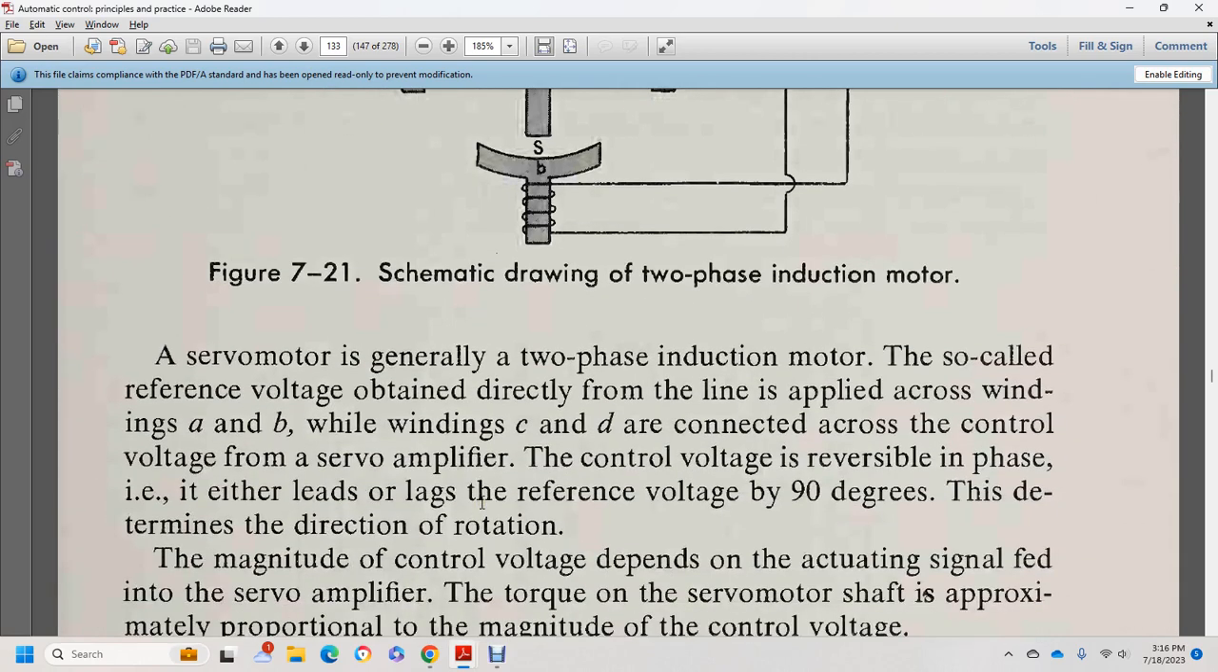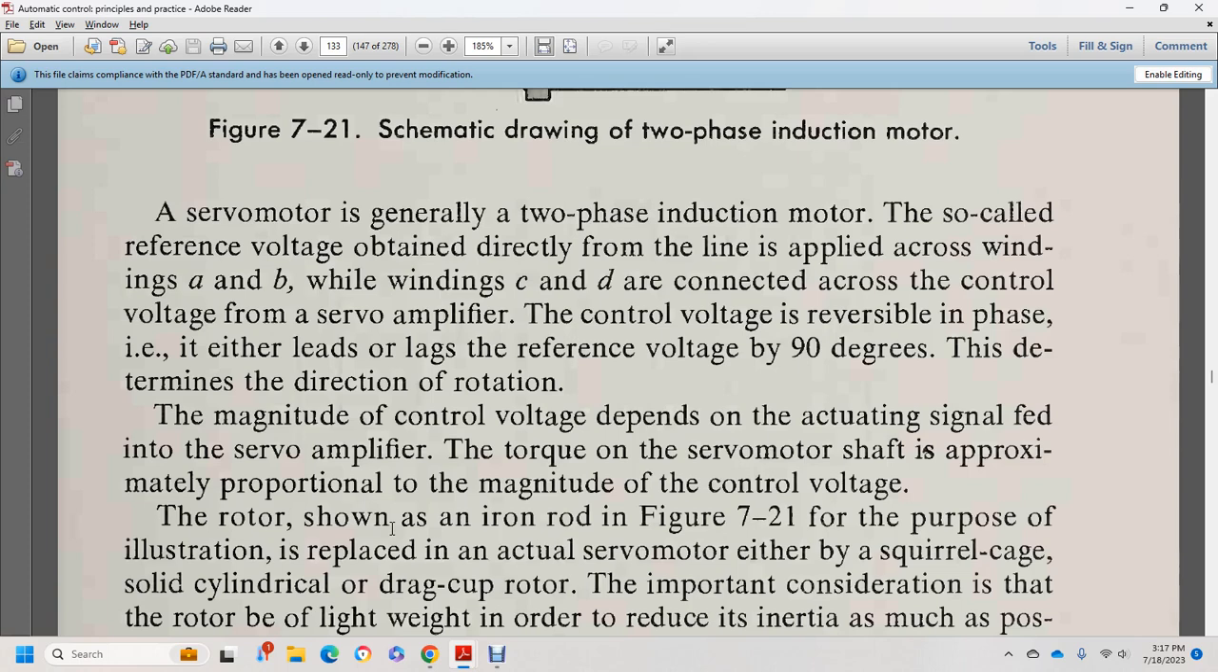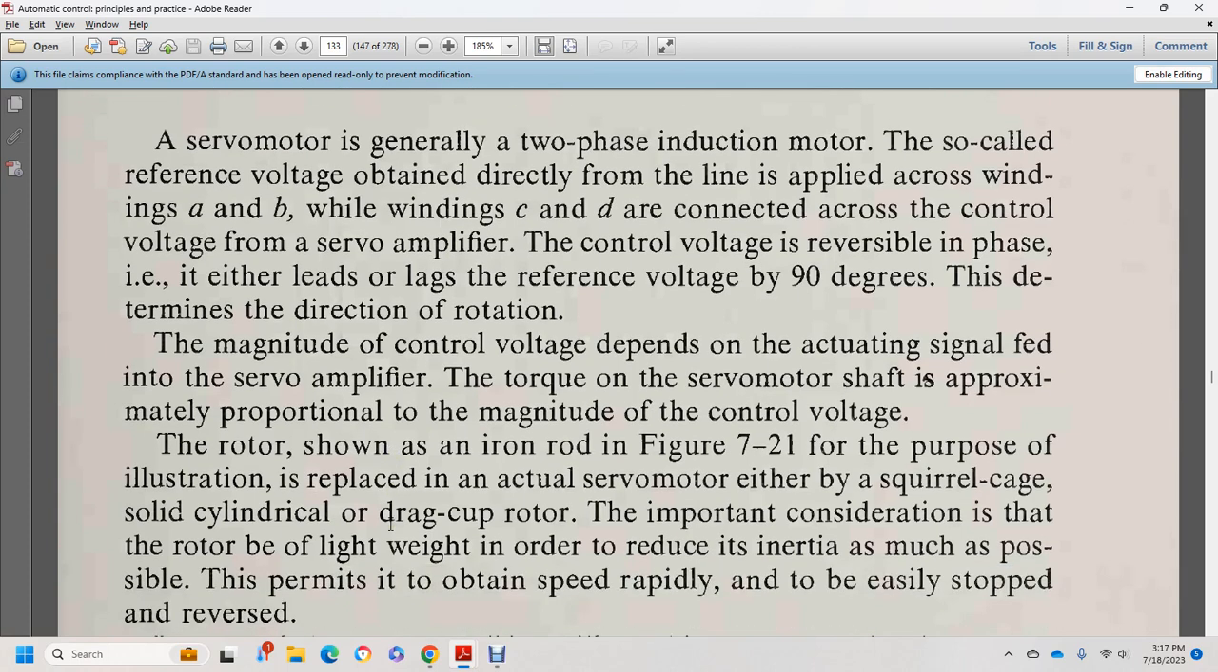Your servo motor is generally a 2-phase induction motor, with a reference voltage obtained directly from the line applied to the windings A and B, and C and D connected across the control voltage from the servo amplifier. The control voltage is reversible in phase, either leading or lagging the reference voltage by 90 degrees. This determines the direction of rotation. The control voltage depends on the actual signal feeding the servo amplifier, and the torque of the servo motor shaft is approximately proportional to the magnitude of the control voltage.